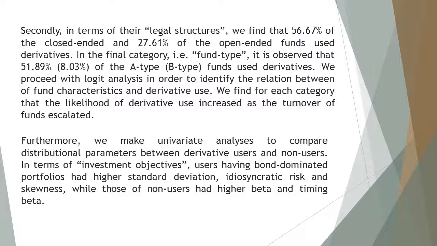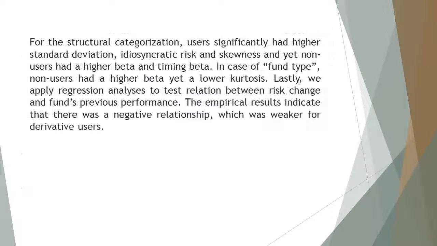In terms of investment objectives, users having bond-dominated portfolios had higher standard deviation, idiosyncratic risk and skewness, while those of non-users had higher beta and timing beta. For the structural categorization, users significantly had higher standard deviation, idiosyncratic risk and skewness, and yet non-users had a higher beta and timing beta. In case of fund type, non-users had a higher beta yet a lower kurtosis.